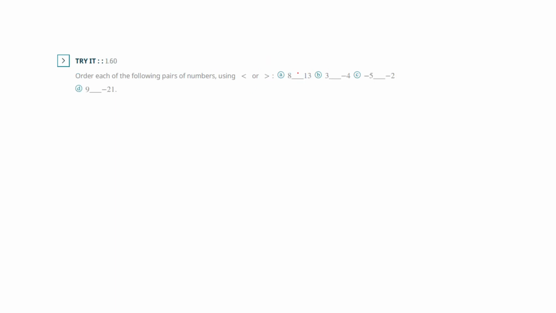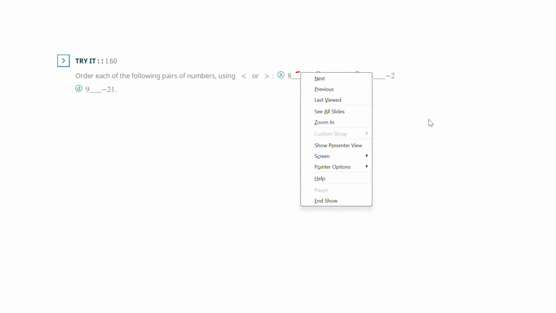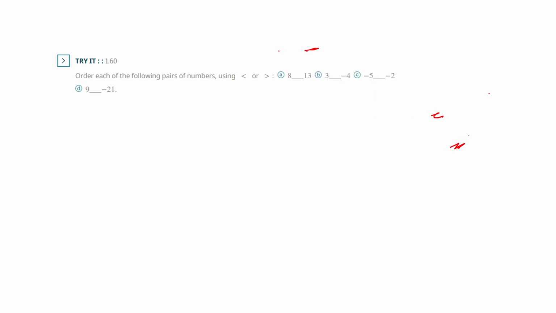Okay, one more of these here real quick, then we'll move on. Oops, sorry, my pen messed up. Ignore the graffiti there. 8 is less than 13. 3 is greater than -4. -5 is a smaller number than -2. It's farther down the number line to the left. So we're increasing this way. So 9 is greater than -21.